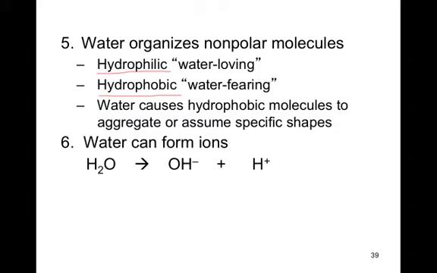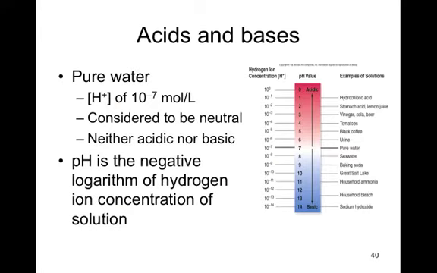Water can also form ions. Water itself will dissociate into an OH, or hydroxide ion, and H, a hydrogen ion. When we look at a solution of water that has an excess of OH, or hydroxide ions, it will be a basic solution. When we have a solution that has an excess of hydrogen ions, or H plus ions, it will be more acidic. So that leads us right into a discussion of acids and bases.